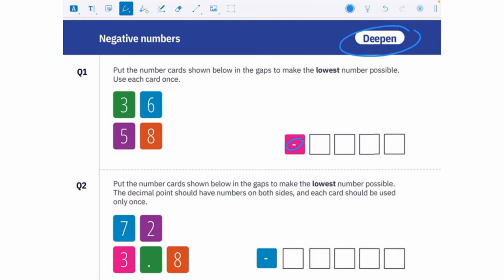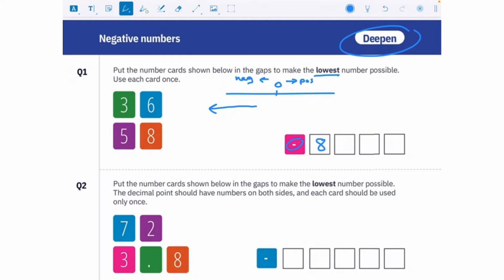Now, if we want the lowest possible number, think about your number line. You've got 0 here, your positive numbers to the right, your negative numbers to the left. We want to go as far this way as we can. We want to go the most negative we possibly can because that's going to get us the lowest number possible. To do that, we want to use this 8 in the thousands column here to say, yeah, we want to go as much as possible down to the left.